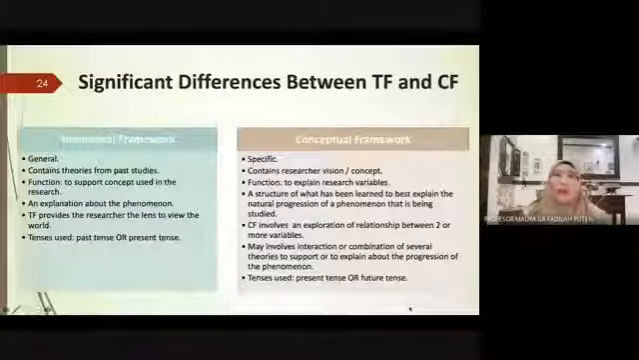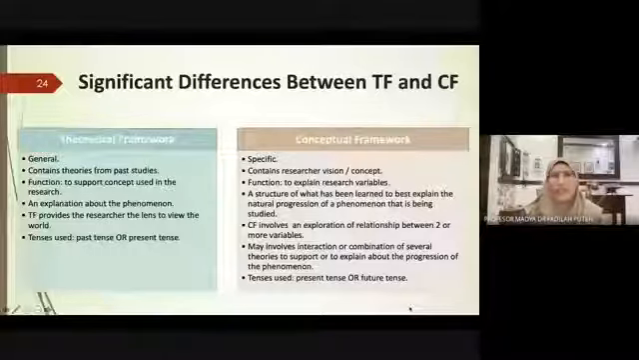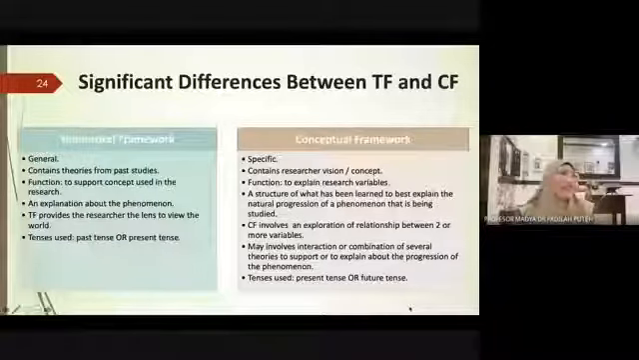The theoretical framework's function is to explain the phenomenon. The conceptual framework is a structure of what has been learned to best explain the natural progression of a phenomenon that is being studied. In the social sciences, humans are basically our research interest. So we study their behavior, their attitudes, their intention. You have to understand humans are very complicated, so there are a number of factors that determine why they behave in certain ways.